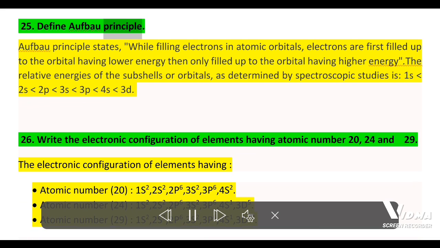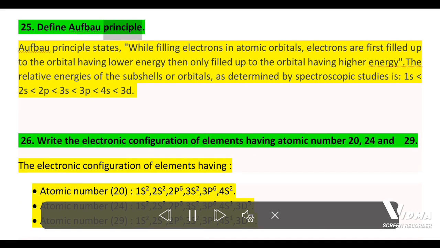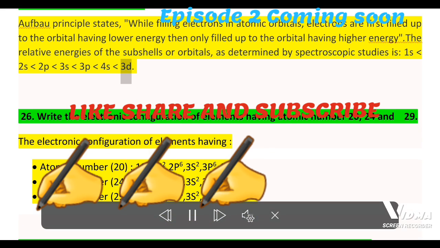25. Define Aufbau principle. Aufbau principle states, while filling electrons in atomic orbitals, electrons are first filled up to the orbital having lower energy, then only filled up to the orbital having higher energy. The relative energies of the subshells or orbitals, as determined by spectroscopic studies, is 1s < 2s < 2p < 3s < 3p < 4s < 3d. 26.